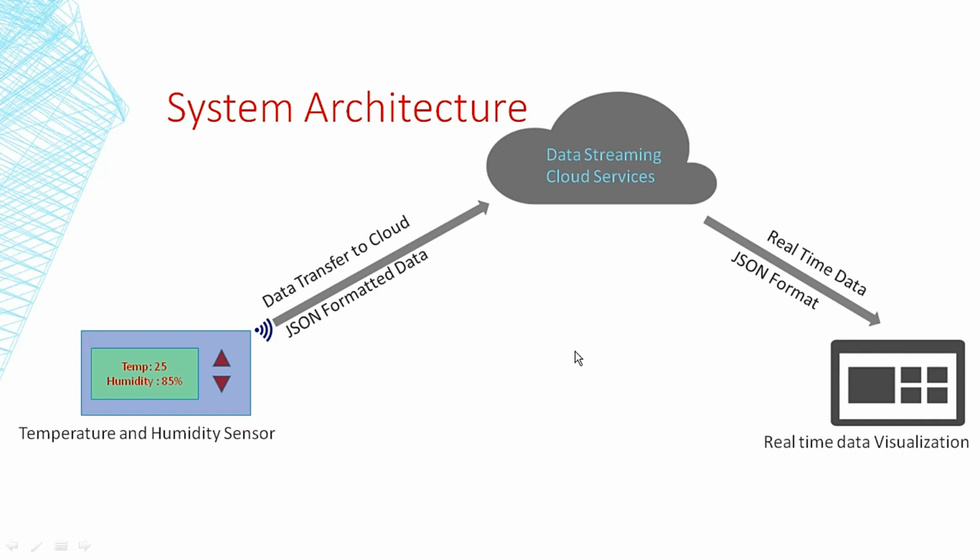Let's look into the system architecture. There are three main components. On the left side, you can see the sensor device, which is generating JSON data and continuously streaming it to the cloud service. Now the cloud service publishes the data to all the interested parties, again in JSON format. That's done in real time. We are going to use the cloud service which we call PubNub. And on the right side we see the real-time data visualization. We are going to use simple HTML to visualize the data, which keeps on refreshing as and when an event occurs.